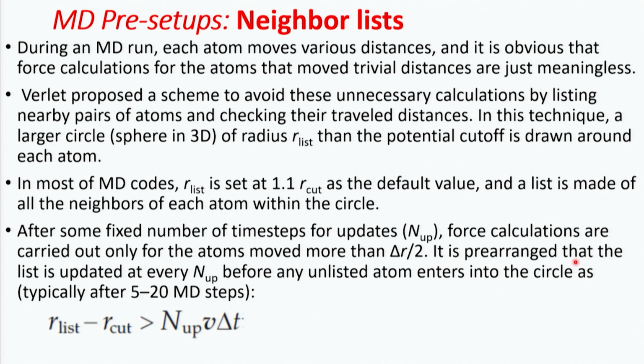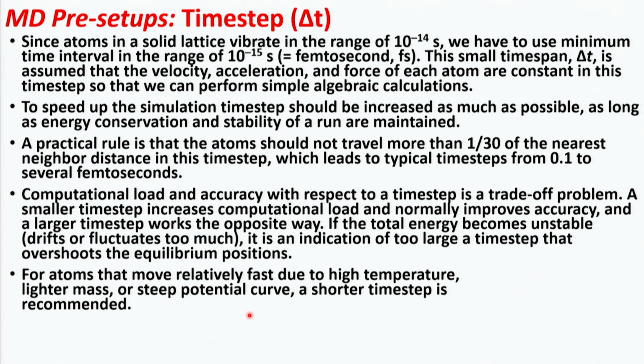And it is prearranged that the list is updated every number of update steps before any unlisted atoms enter into the circle, typically maybe in 10 to 50 molecular dynamics steps. Okay. So R list minus R cut should essentially be more than the number of update steps times velocity times delta t, the time step. What time step should you follow?